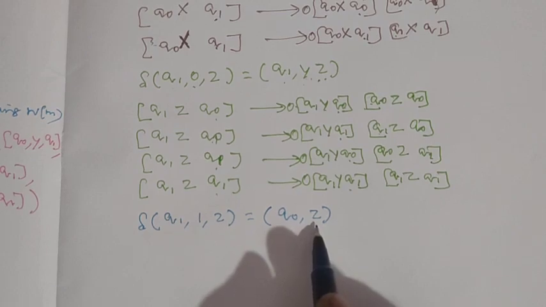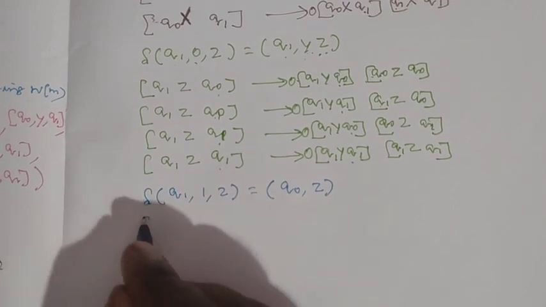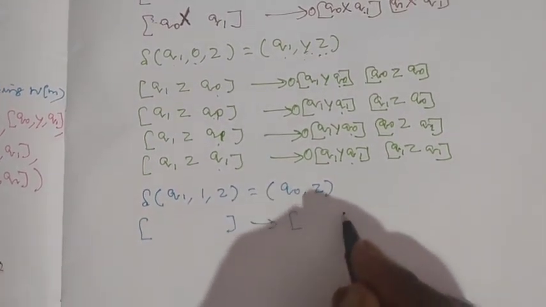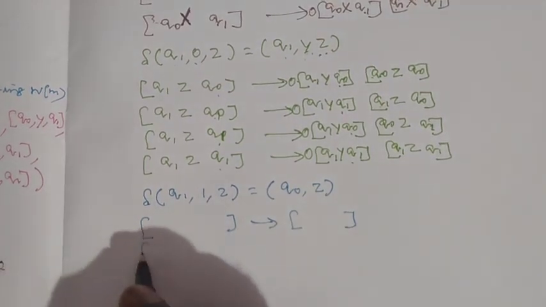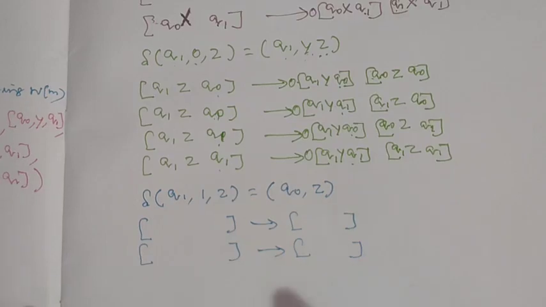So 2 to the power of 1 is actually 2. Only 2 productions are needed for this. So what are the 2 productions? The first production and the second production.